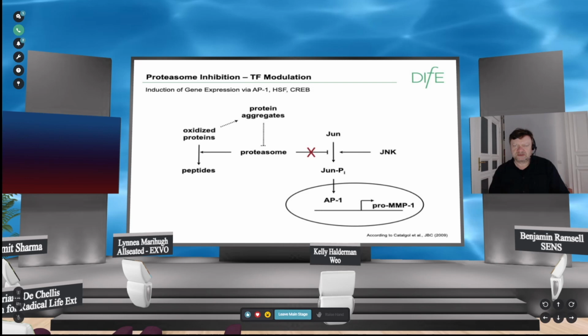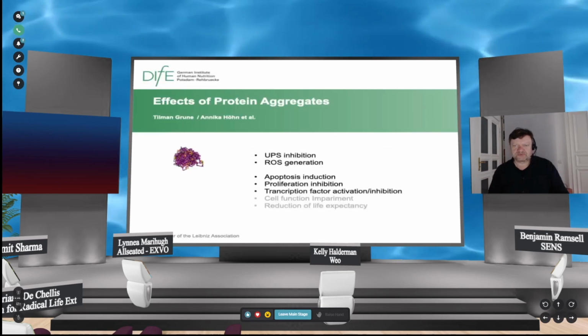In between, you have about 5 or 6 different transcription factors which are shown to be increased or modulated by the activity of protein aggregates. So transcription factor activation or inhibition, depending on the system you are studying.